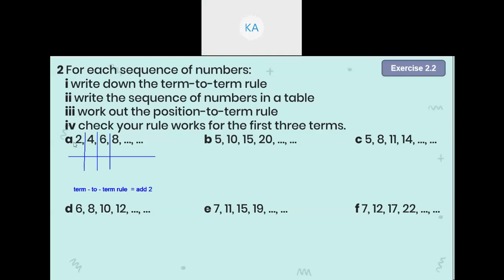Yeah, so the first number I can write is 2. After that is another multiple of 2, 4. And then after that it will be 6. After that it will be 8. Is there anyone confused? Yeah, when we have already found the multiples of 2, the second thing we have to do is find the difference.